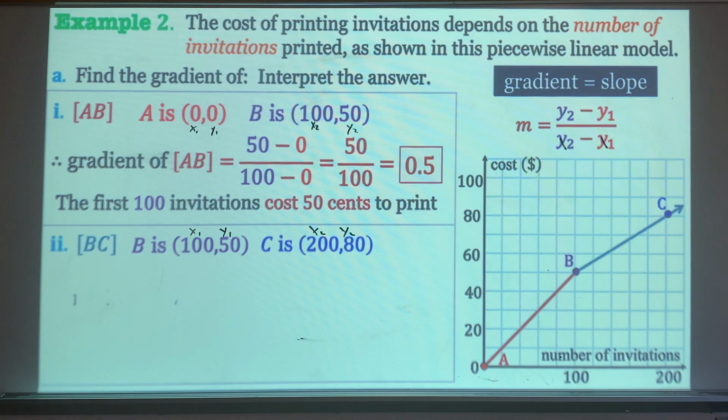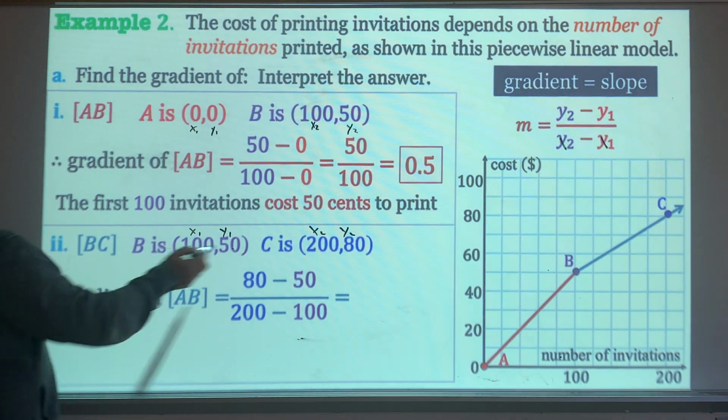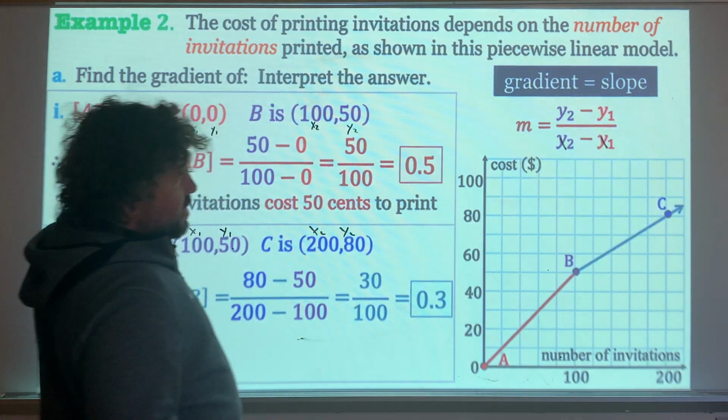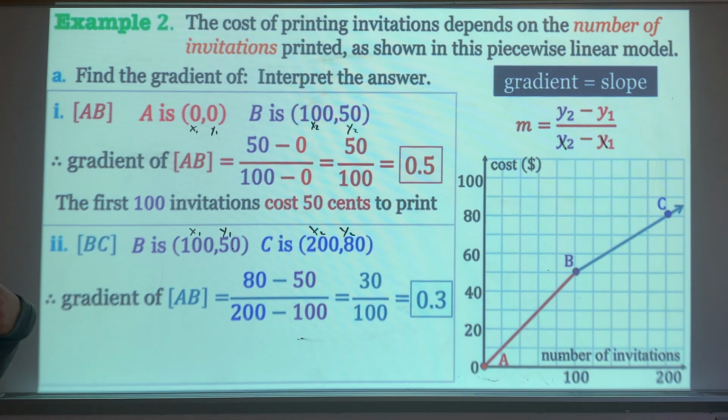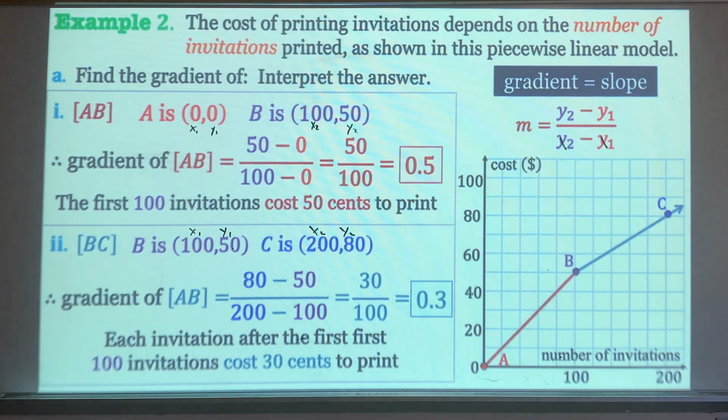All right, so the gradient is 80 minus 50 over 200 minus 100, which is 30 over 100, which is 0.3. So what that means is between 100 and 200, and on pretty much all the invitations after you print out the first 100, cost you 30 cents a piece to print. All right?